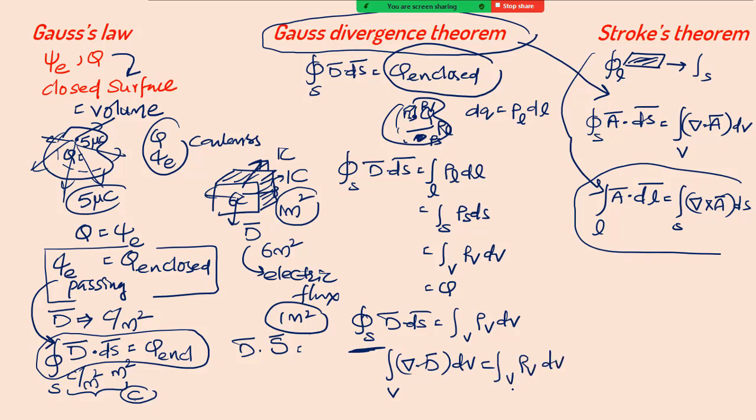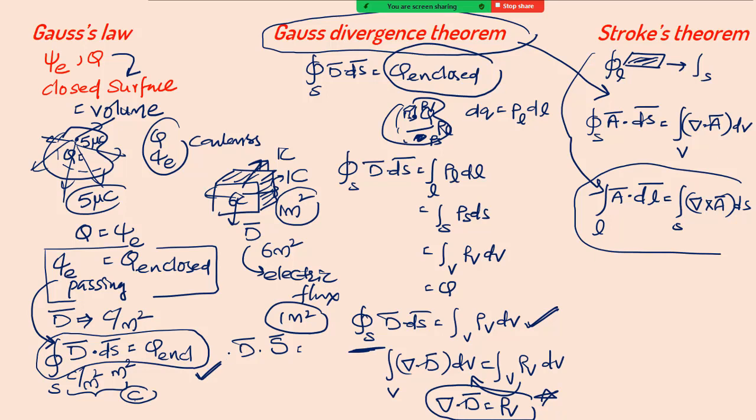Take this volume integral of rho v dv to the left side, then you can take the common volume integral. So you will be left with del dot D bar is equal to rho v. So this is the point form of the Gauss law, or the differential form of the Gauss law. Okay, this is generally important for the examinations. Del dot D bar is equal to rho v. It is a point form, and either this one or this one also we can consider as the integral form.